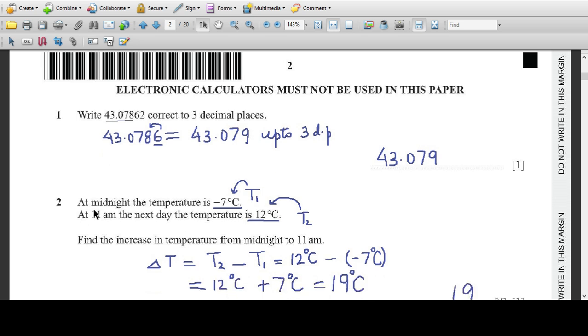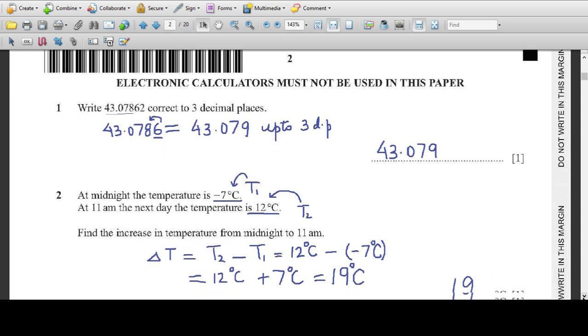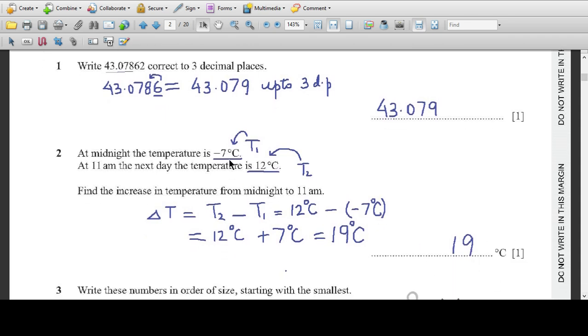In the second question, at midnight the temperature is -7 Celsius, which is T1, and at 11 a.m. the next day the temperature is 12 Celsius, let's call it T2. Now the difference of temperature between -7 and +12 is T2 minus T1, which is 12 Celsius minus -7, that is 12 plus 7, which is 19 degrees Celsius.